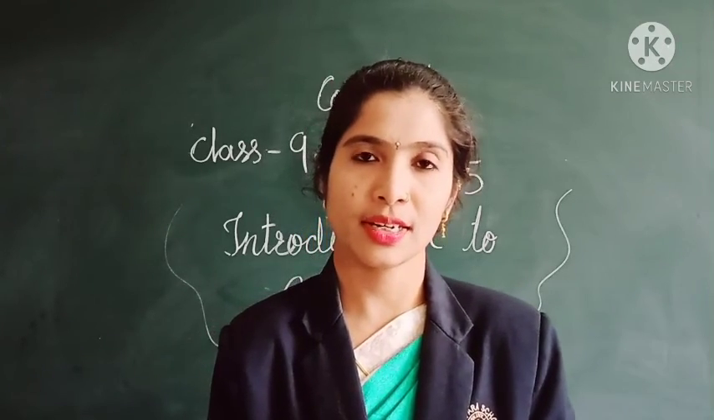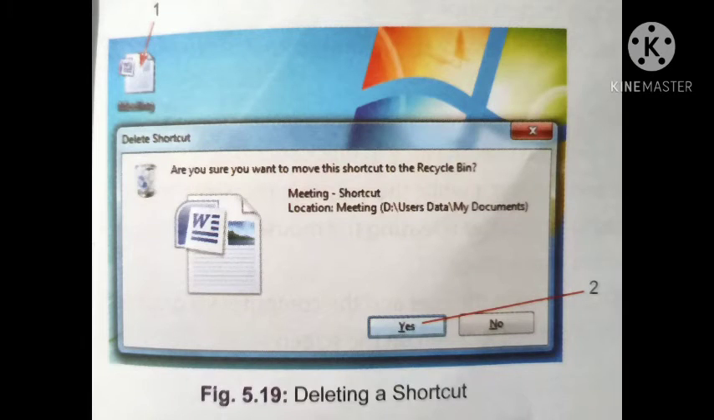Now we are going to see deleting shortcuts. Some steps are there. If you do not require the shortcut, you can delete it by selecting the shortcut icon and pressing the delete key. Windows will confirm before deleting the shortcut.